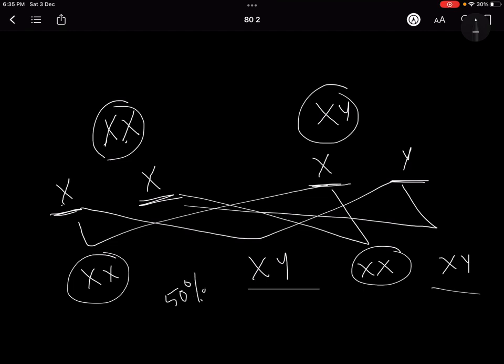Okay, so this is how Mendelian laws work, and this sex determination also follows the Mendelian law of inheritance, right? So this is one example.